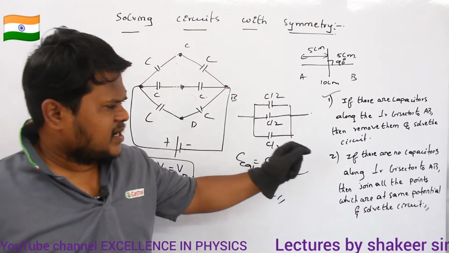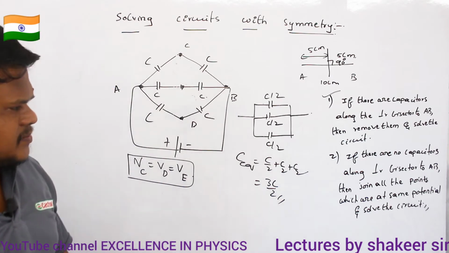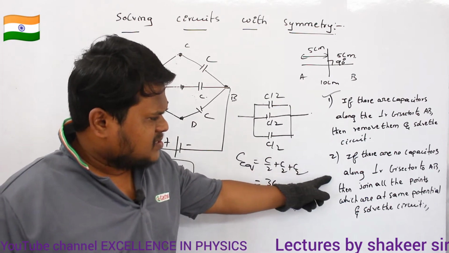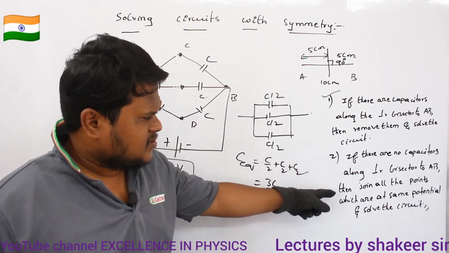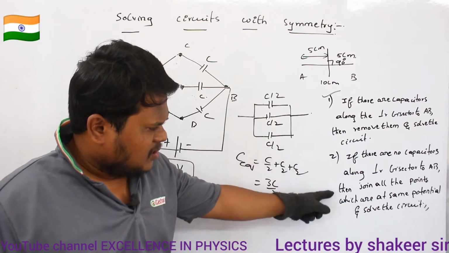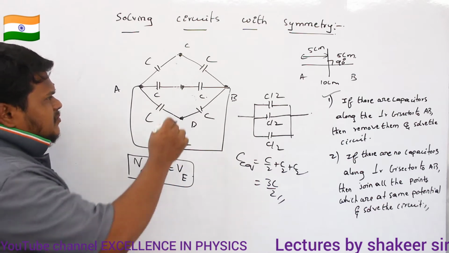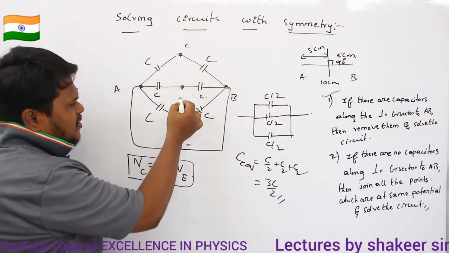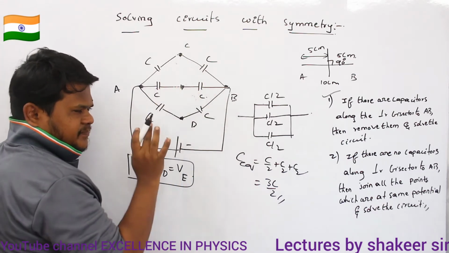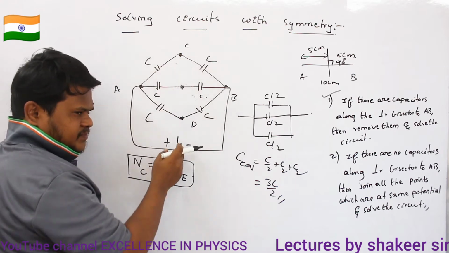Now there is a second condition also. What is the second condition? If there are no capacitors along the perpendicular bisector to line AB, then join all the points which are at the same potential and solve the circuit. Clear now? If you see the line which is the perpendicular bisector to this line AB, there are no capacitors here. Clear now?